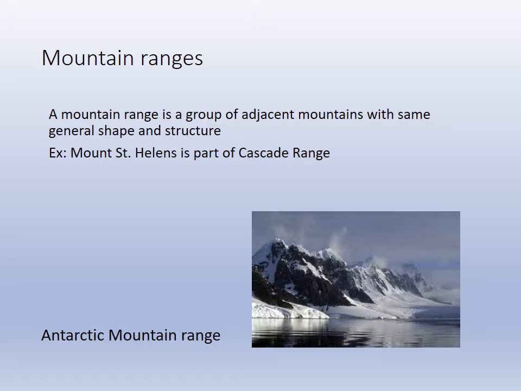Mountain ranges are a group of adjacent mountains that have the same structure and shape, and they were all formed together. The picture below is the Cascade Mountain Range, which was formed by subduction on the North America west coast. The Juan de Fuca Plate is subducting under the North American plate, causing uplift.